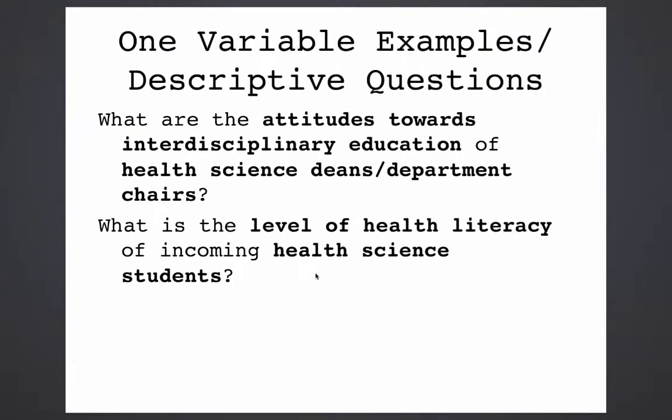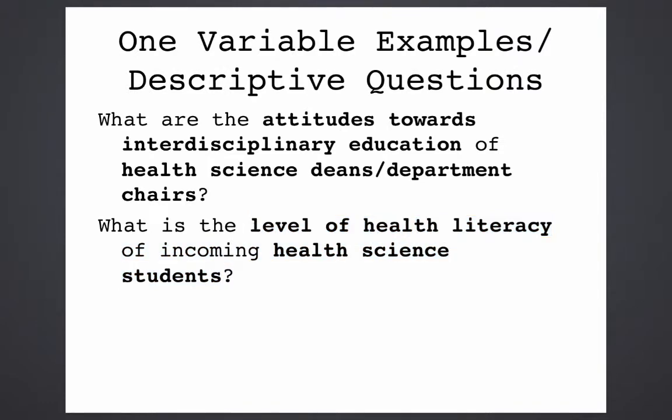So here's an example of a one variable descriptive question. What are the attitudes towards interdisciplinary education of health science deans/department chairs? So the variable at play is attitudes towards interdisciplinary education, and the target population is health science deans or department chairs. Another example would be, what is the level of health literacy of incoming health science students?